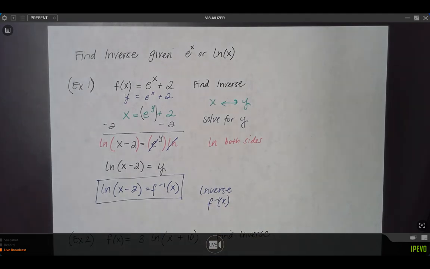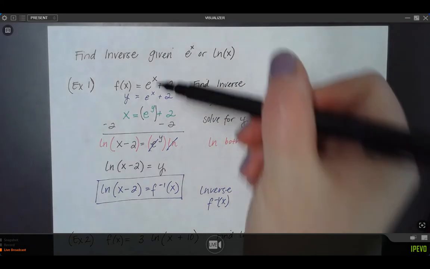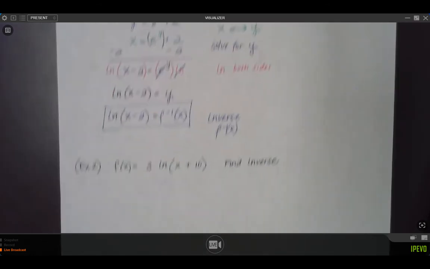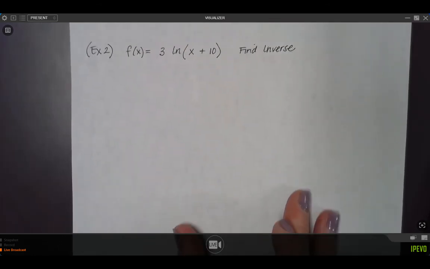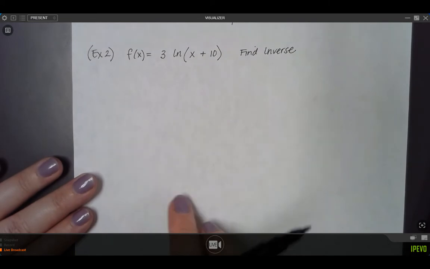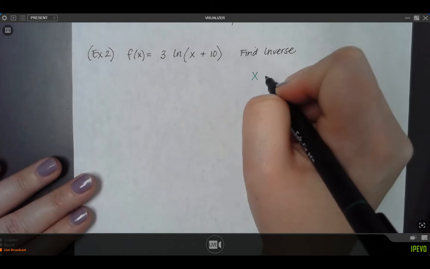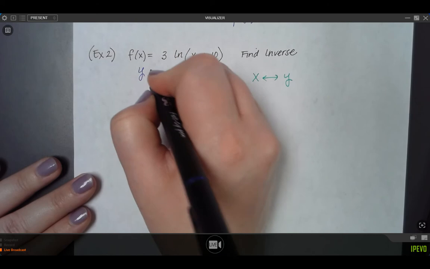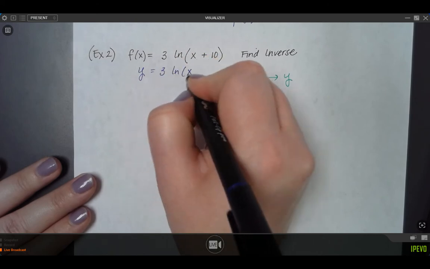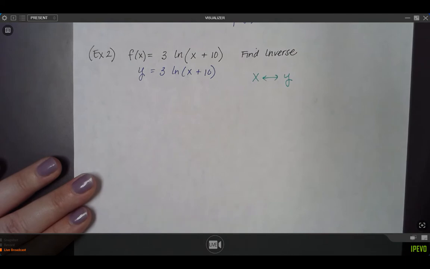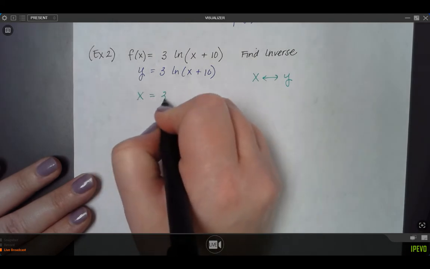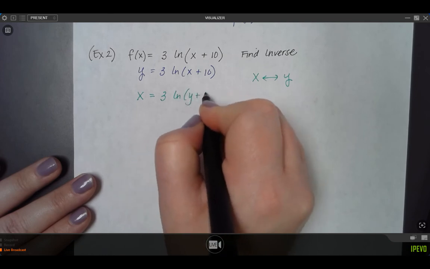So in number 1, I started with the number e, and my inverse has a natural log. Now I'm going to do the opposite, where my function has a natural log, and the inverse will end up having the number e in it. So when I find the inverse, the first thing I want to do is switch out the x and the y. So again, remember, f of x can also be written as y equals. Now that I have an x and a y, I'm going to switch their locations. x equals 3 ln of y plus 10.